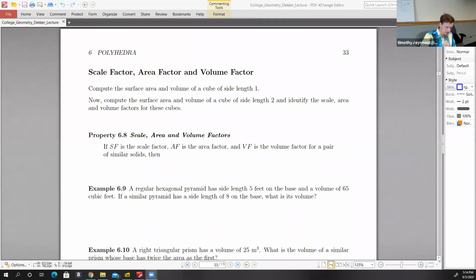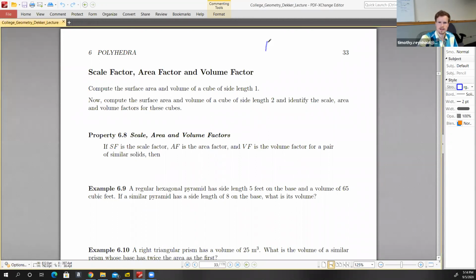All right. We'll begin by computing some easy surface areas and volumes, and from that we will try to make a conjecture. We'll find it to be a property, that is, about how these things are related. So let's compute the surface area and volume of a cube of side length 1.